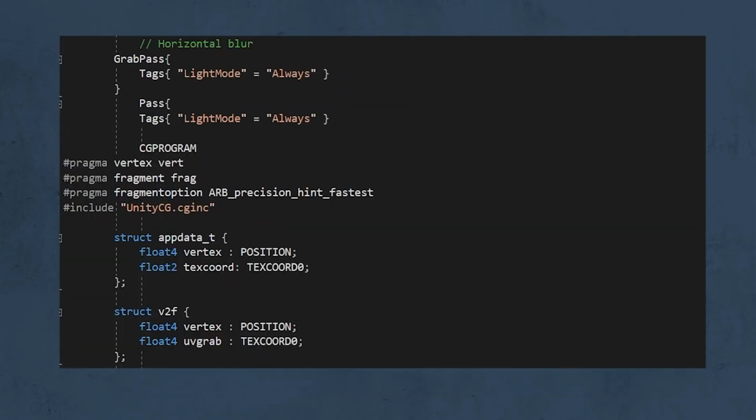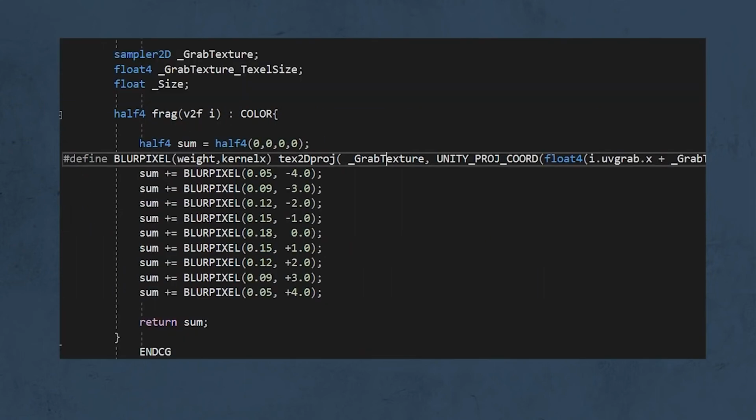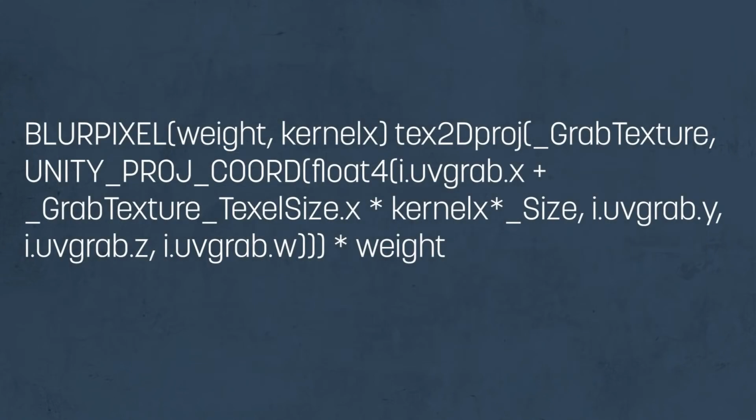This will be our initial grab pass. Due to some potential platform dependencies, the grab pass texture may render upside down, so we use this simple define here in our vertex shader to flip it the right way up. In our frag shader, we'll define a method called blur pixel that will perform our operation of moving pixels around. Our first pass will be a horizontal blur, so we'll move the pixels along the x-axis relative to our size and by the deviation defined in our method.